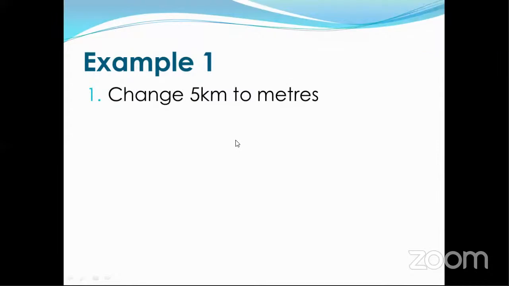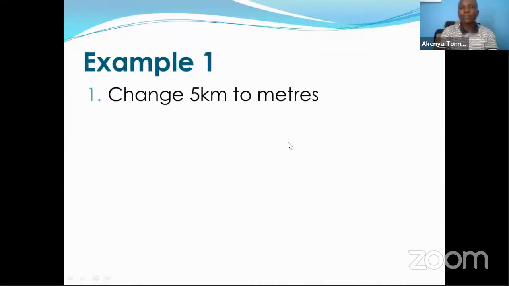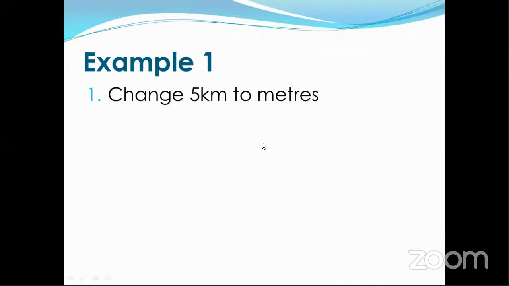1 kilometer equals 1,000 meters. Then 5 kilometers equals 5 times 1,000 meters. Equals, okay, that is 5,000. Very good, very good, very good.